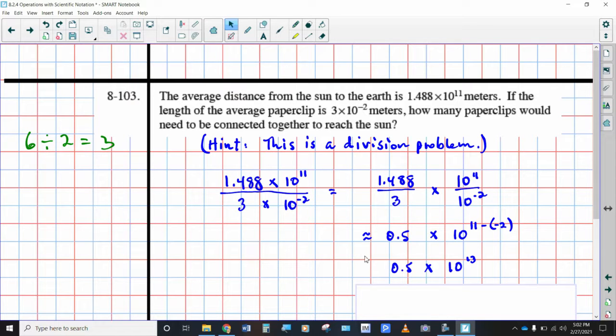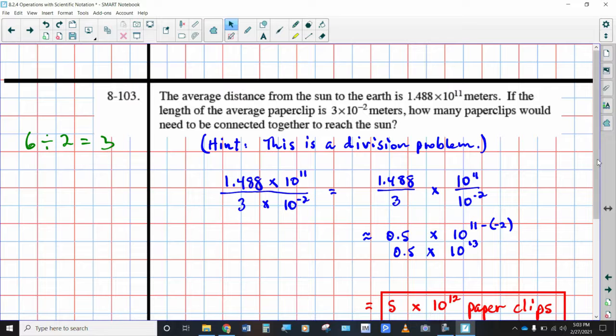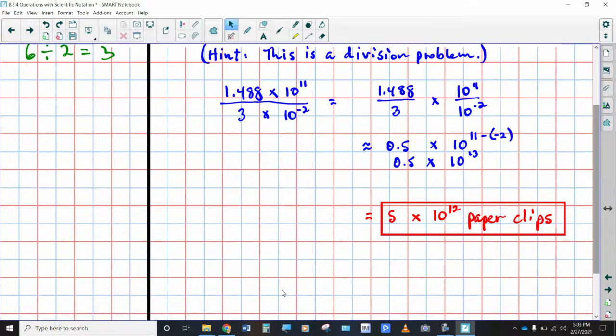However, this is not in scientific notation because the leading factor is not a number between 1 and 10. So I'm going to borrow one of these powers of 10 and multiply it times this. So that's going to become a 5, but then this is no longer 10 to the 13. This is now going to be 10 to the 12th power. So that would be 5 times 10 to the 12th power paper clips you could string together to get from planet Earth to the sun.